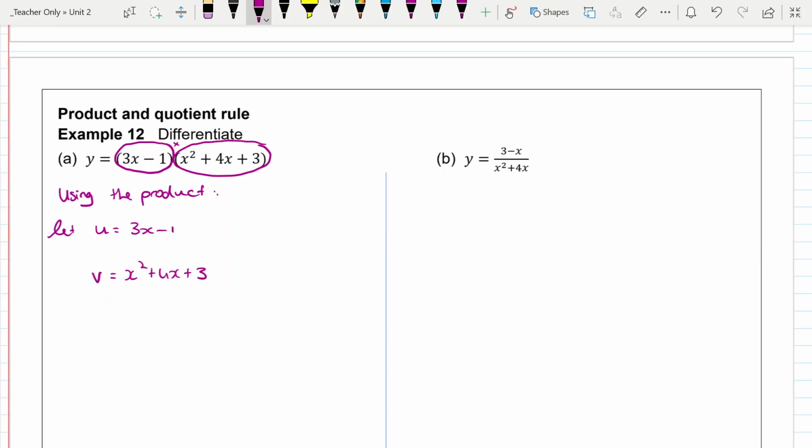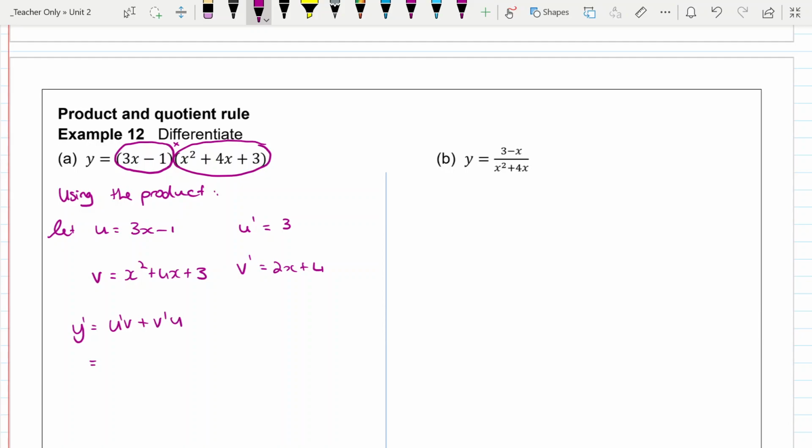Now I want to find my derivative of u. So I'm going to write u dashed. And our derivative of 3x take 1 is just 3. And my derivative of v is going to be 2x plus 4. I now have got all of the information I need in order to find my product rule. So I'm going to write y dashed equals u dashed v plus v dashed u.